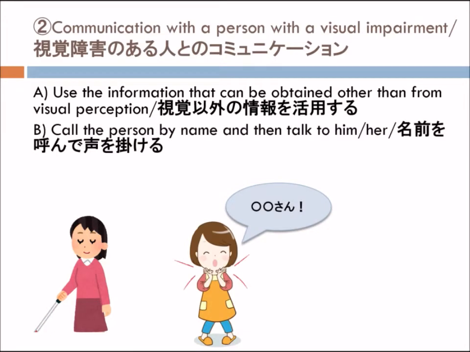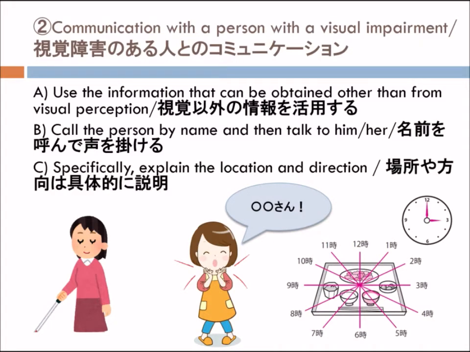2. Call the person by name and then talk to him or her. If the care worker touches the user without a word, he or she will be surprised. Be sure to first talk to him or her. When you talk to the user, call the person by name first. It is also important that the care worker tells his or her name.